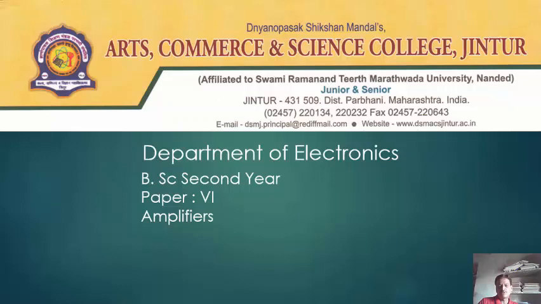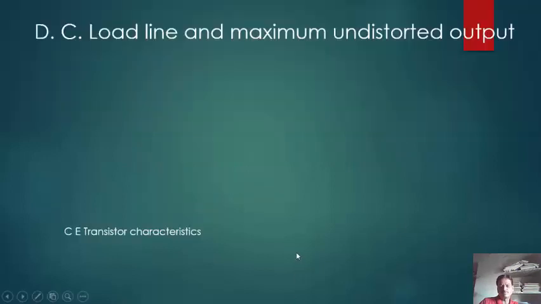Today we are discussing the electronics paper number 6, amplifiers. Especially in this discussion, we are going to see about the DC load line and the maximum distorted output.